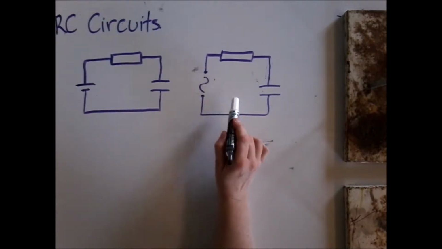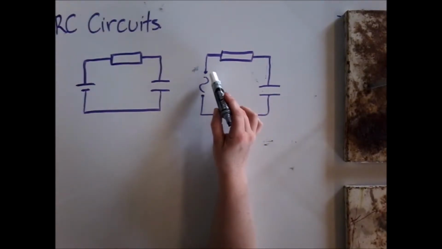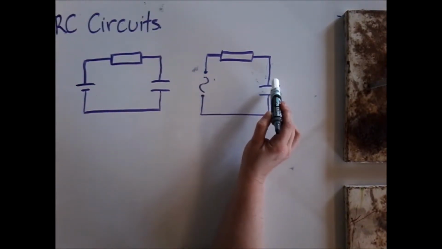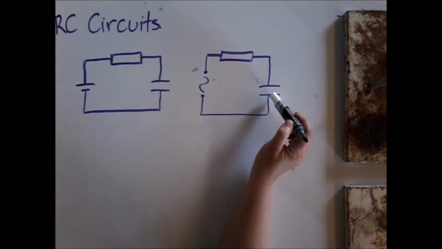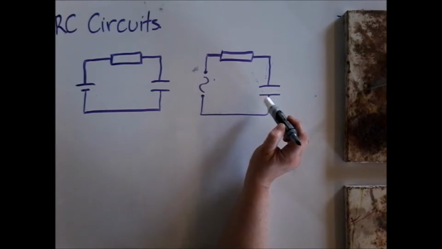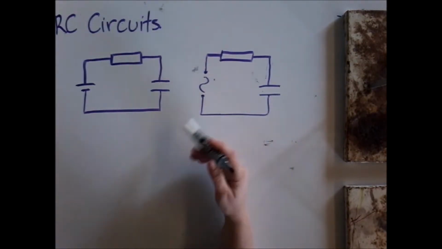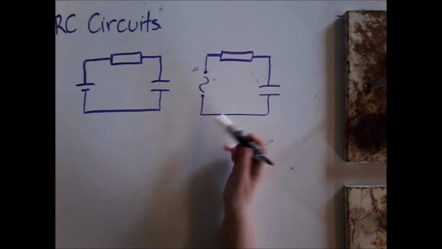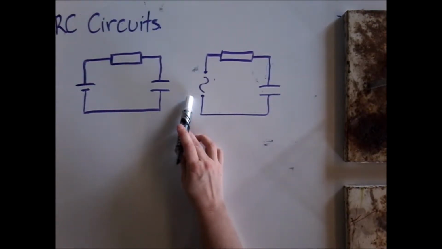In AC circuits it's a little bit different, and I hope you can see that the current will run this way for a bit and build up charge on this plate, and then it'll run the other way, build up charge on that plate, and so on and so forth. It's constantly going to be charging and discharging, and the amount that it charges and discharges will depend on the frequency of your power supply.